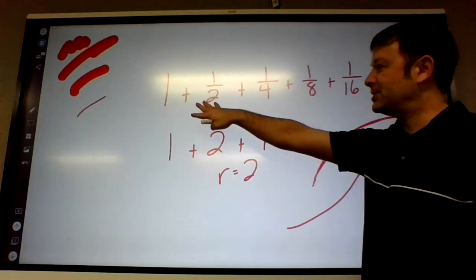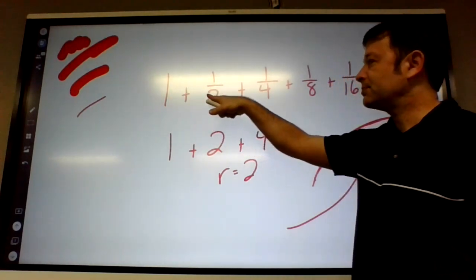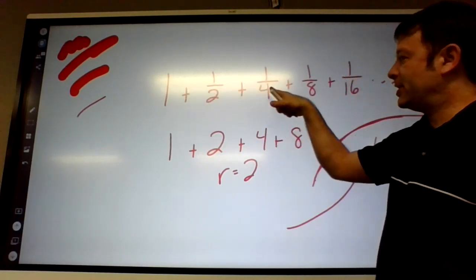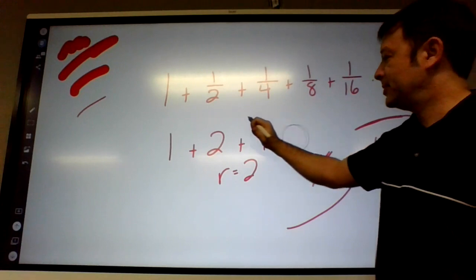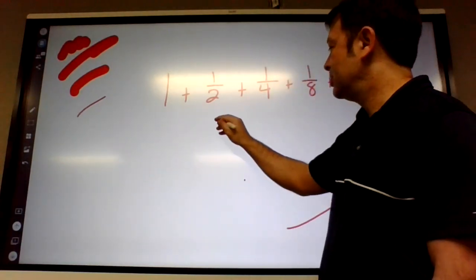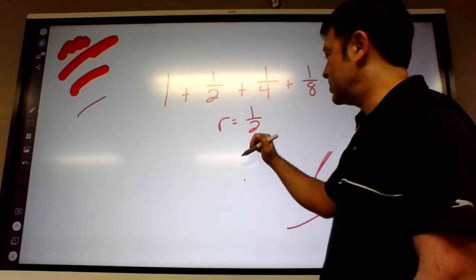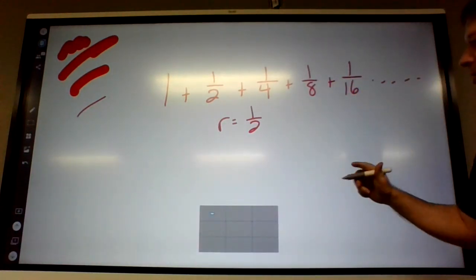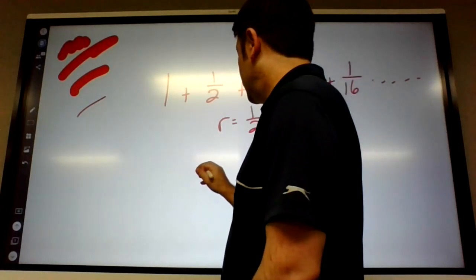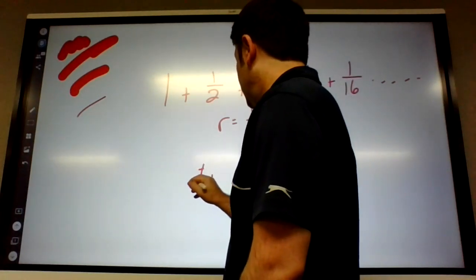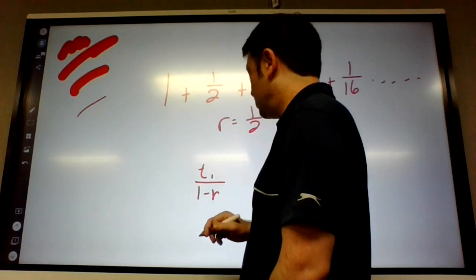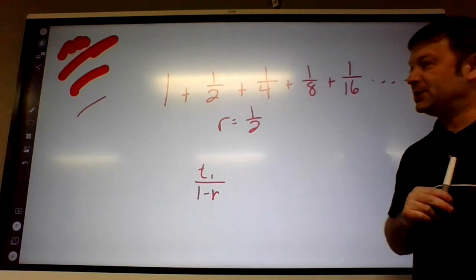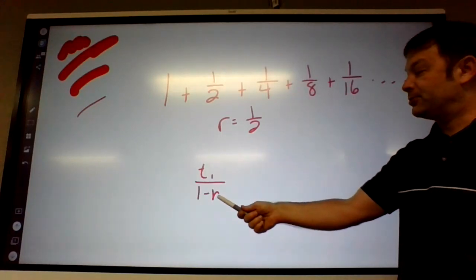But if the ratio is less than 1, what's the ratio on this one? 1/2. How do you get from 1 to 1/2? Times half, times half, times half. So the common ratio on this one is just 1/2, and this one is going to taper off. It's not going to go to infinity. And the formula is tiny: t sub 1 over 1 minus r. Simple, easy peasy. If the ratio is less than 1, this works.